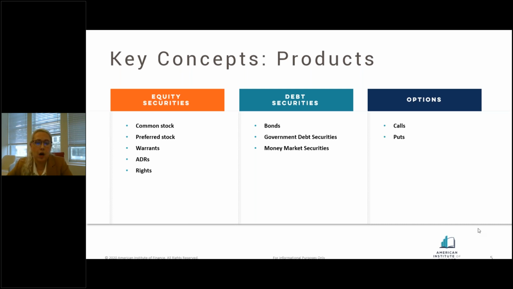And finally, we have options. So a lot of people may think that options are going to be highly tested on the SIE, not so much compared to the Series 7, for example. So within options, you will find call options and put options that we actually discussed in our sessions, in the previous sessions a couple of weeks ago. Great.